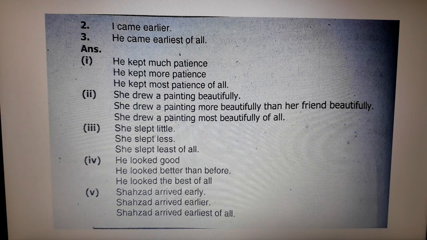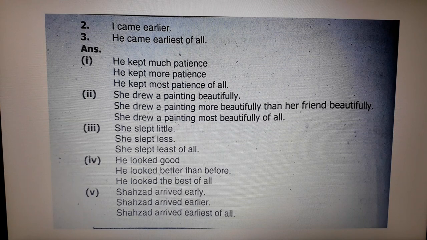And when it is only Ali, we say Ali kept much patience. When there are two, we say one kept more patience than the other. And when we talk about the whole class, we say Ahmed or Ali kept the most patience of all. That is the superlative. Number two, she drew a painting beautifully.